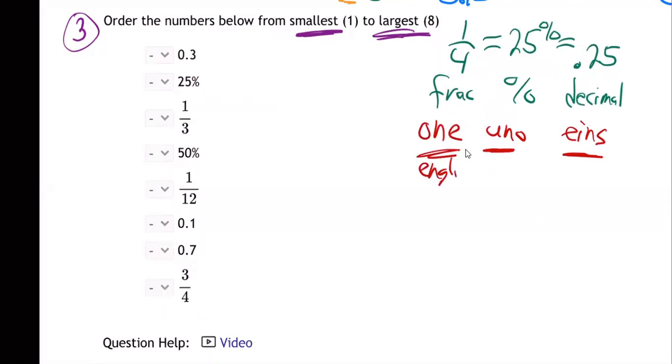English, Spanish, and this is German because I couldn't spell it in French.